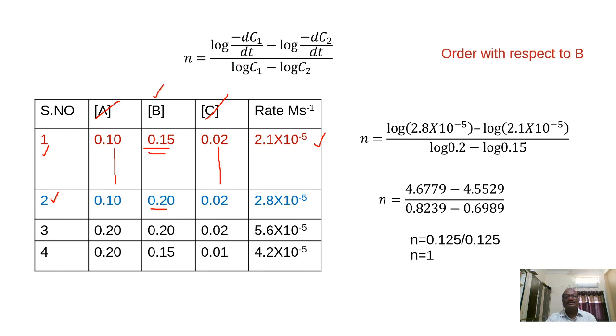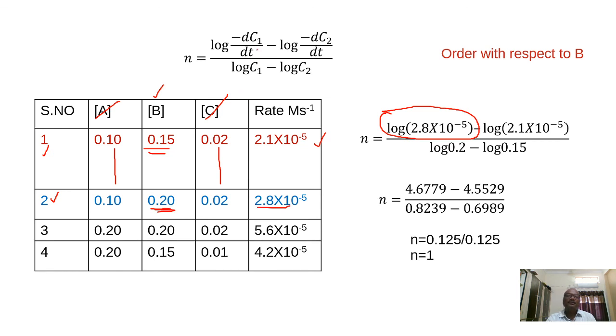So let us substitute in this equation. n is equal to log of minus dC1 by dt. What is the rate in the first case? What is the rate in the second situation? Minus dC1 by dt, log 2.8 into 10 power minus 5 minus log 2.1 into 10 power minus 5. When the concentration is 0.2, what is the rate? 2.8.